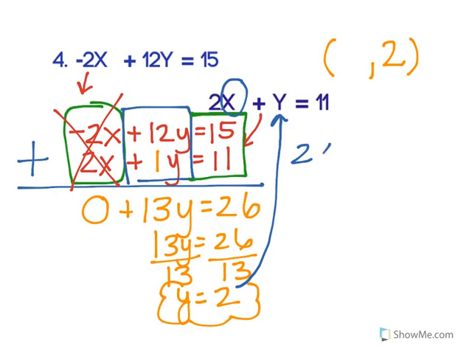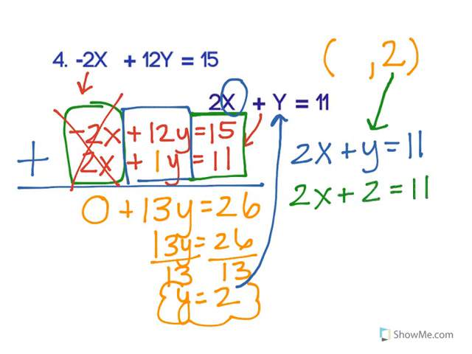So I'm going to rewrite one of these equations, 2x plus y equals 11. And I just picked the second equation because it didn't have a negative and it looked like it would be the easier equation to solve for. But you could have picked the first equation as well. So I'm going to plug in this 2 for y, so 2x plus 2 equals 11.